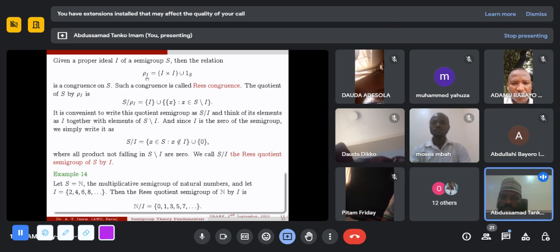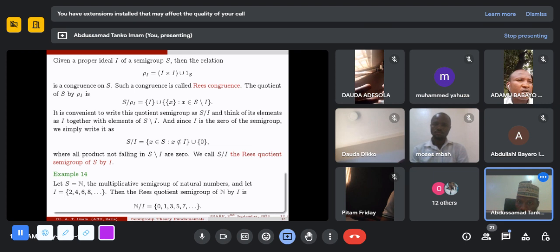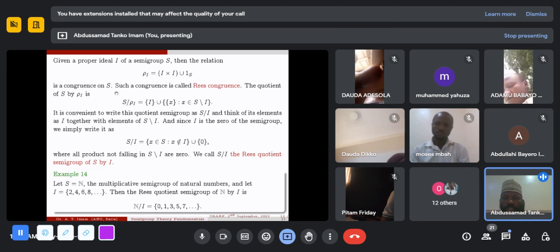So therefore, you define this relation in this way, and then you see that it is a congruence on S. It's not difficult to see, because it is an equivalence relation, and it will be a congruence because of the fact that you are dealing with an ideal. Dealing with an ideal guarantees that if you take any pair and you multiply with a common factor, the ideal will absorb the product, and so therefore the pair will still be related, and so it will be left and right compatible because we are dealing with an ideal. So such a congruence is the one we call Rees congruence.